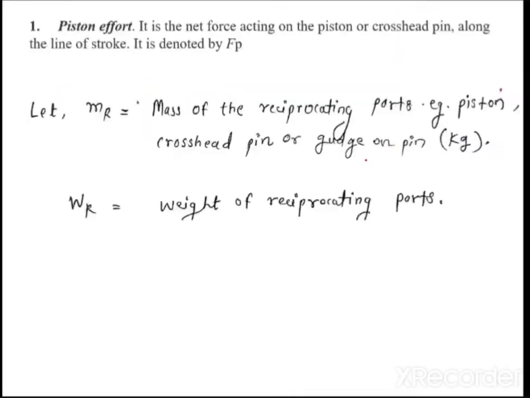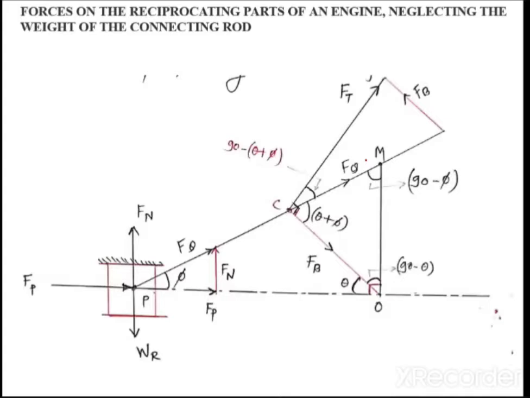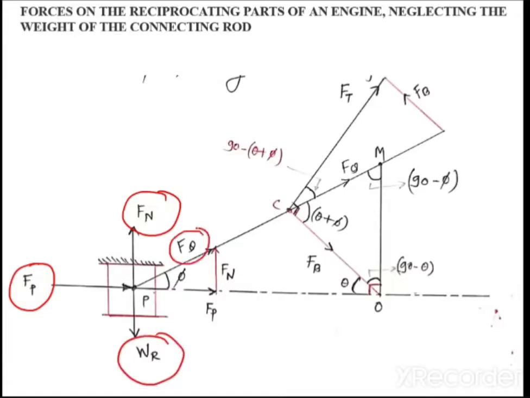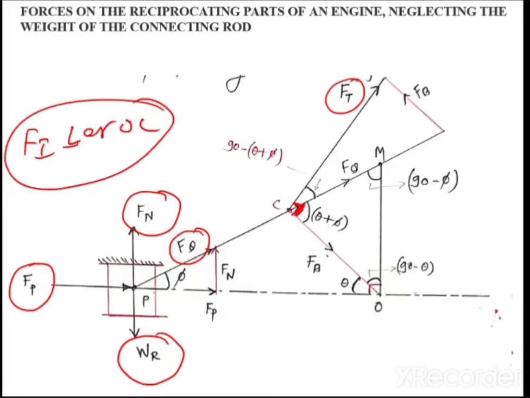And finally, I've got this diagram. This is a force diagram for a slider crank mechanism. So what is Fp? Once again revise. Fp is the piston effort. Fn is the side thrust acting on the cylinder wall. W is the weight of the reciprocating parts. Fq is the force acting on the connecting rod. Ft is a tangential force perpendicular to the crank OC, right? Fb is a radial force acting along the crank. This Fb produces the thrust on the crankshaft bearing.